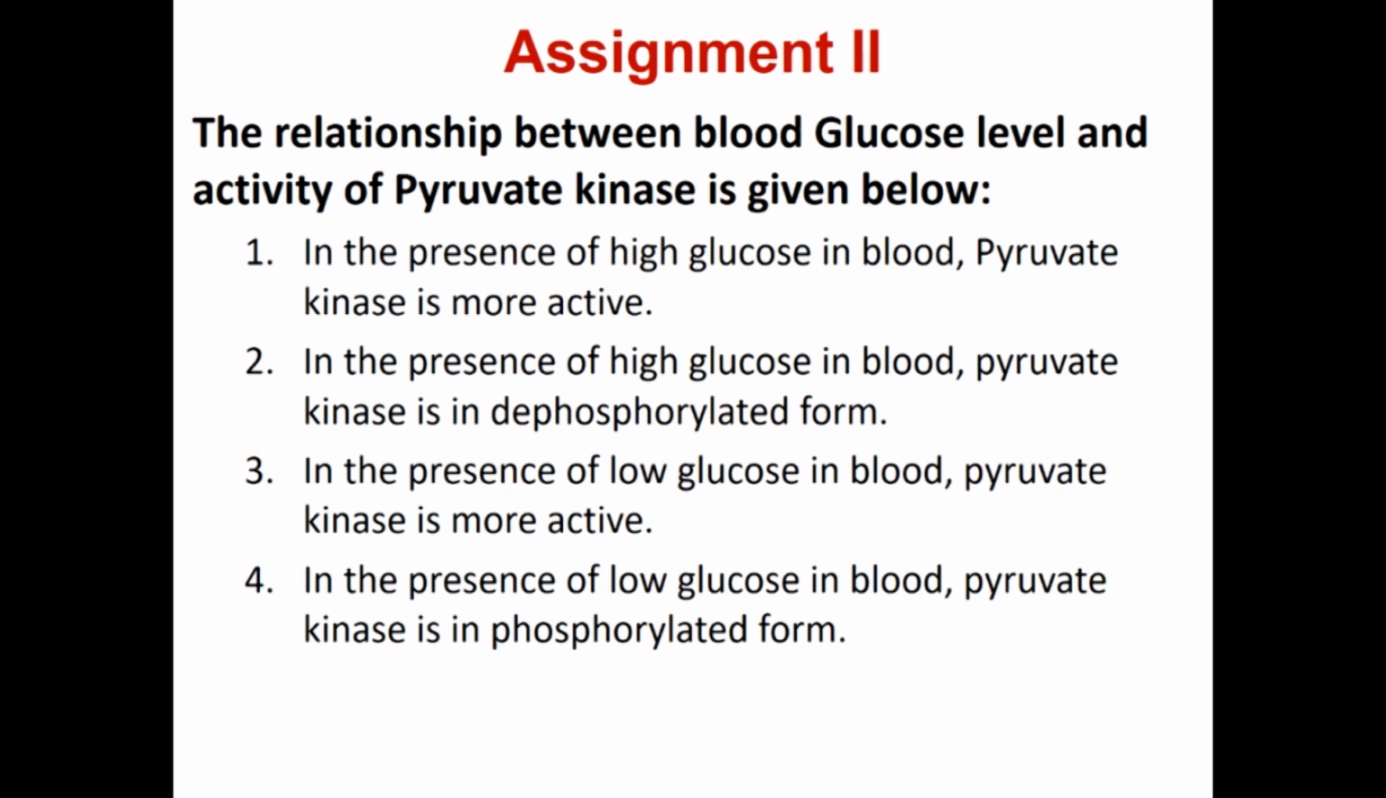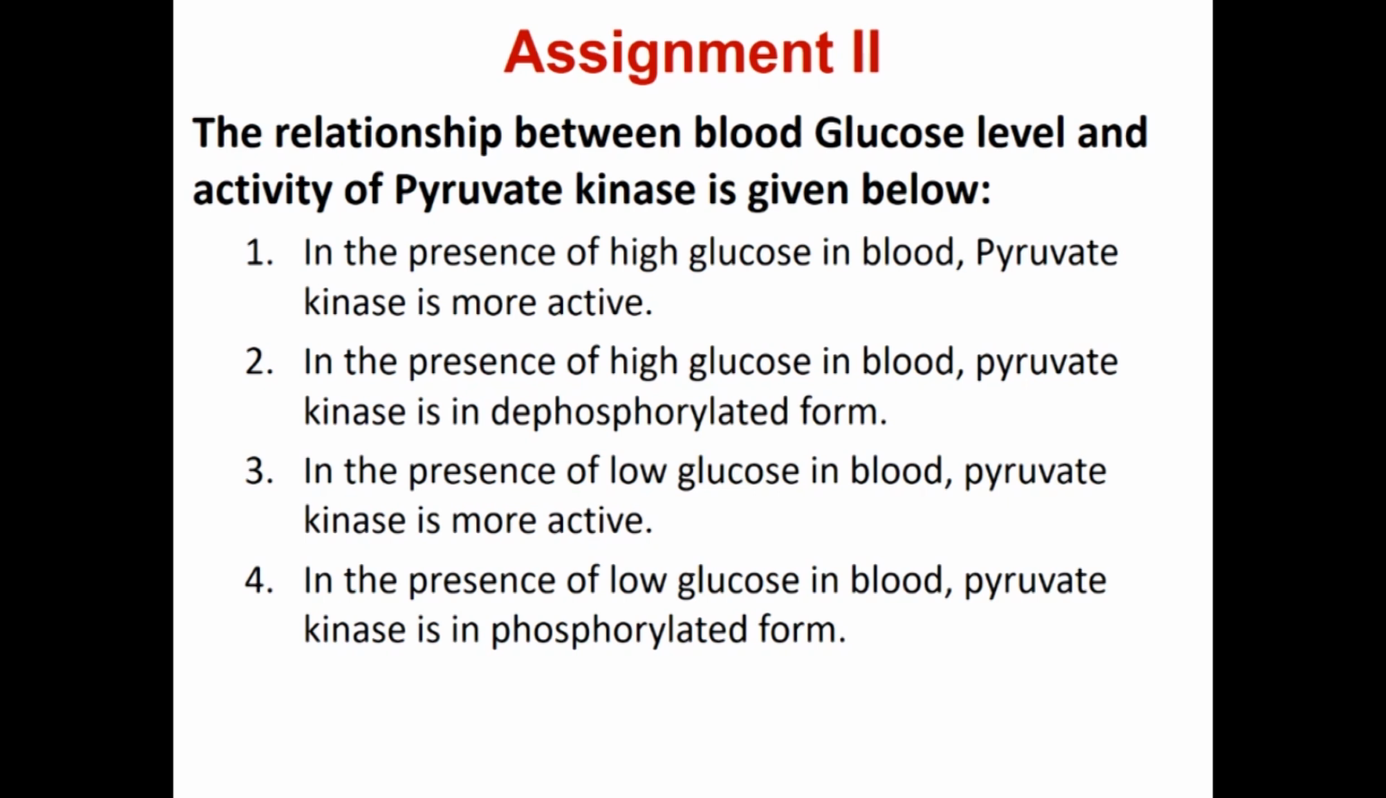As you can see, option 1 says that in the presence of high glucose in blood, the pyruvate kinase is more active. That is correct. The second point is that in the presence of high glucose in blood, the pyruvate kinase is in the dephosphorylated form. Whether we write that pyruvate kinase is more active or that it is present in the dephosphorylated form, both statements are correct.